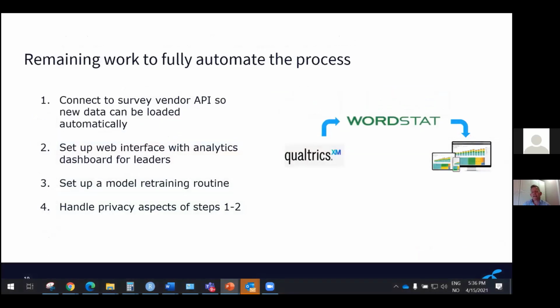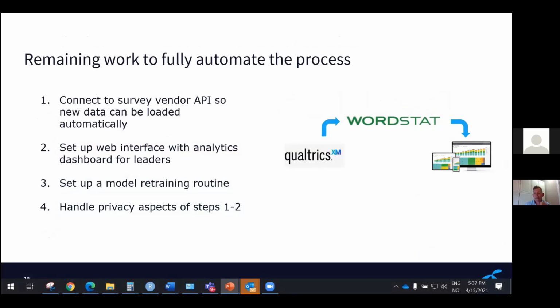That's the first case that I have, and I think we've kind of just started for this one. We're not finished because it's, of course, not fully automatic. To make it fully automatic, we need to connect this model that we created in WordStat, or connect WordStat to Qualtrics, which is our survey vendor, where the data is continuously coming in.